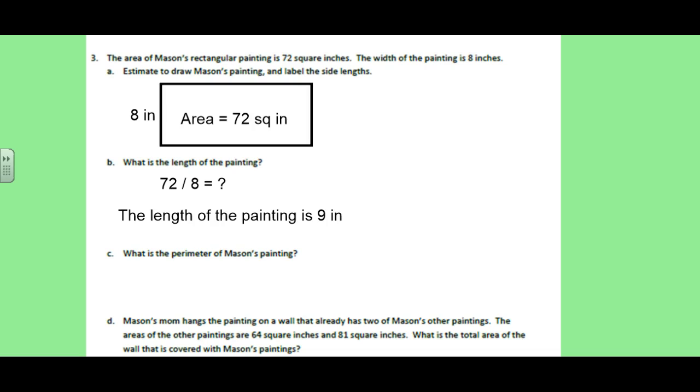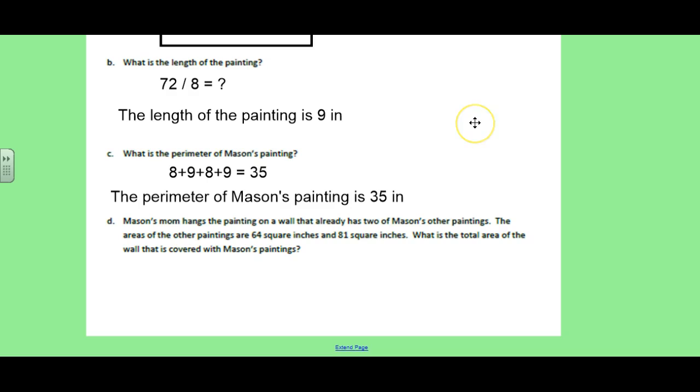Part C says, what is the perimeter of Mason's painting? So now we know that the other side length is 9. We know that the two side lengths that we're working with are 8 inches and 9 inches. So we're going to put our equation of 8 plus 9 plus 8 plus 9. I want you to add those four numbers together to find the perimeter of his painting and then answer this question in a complete sentence. Once you have that done, you may push play. So when you add 8 plus 9 plus 8 plus 9, you get 35. So that tells me that the perimeter of Mason's painting is 35 inches.